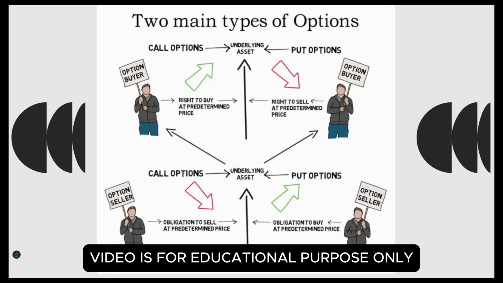We have two main types of options: the call options and put options. When you want to buy and when you want to sell is the main type of question here. So the option buyer has a right to buy at a predetermined price, whereas the option seller on the call side, and the put side as well, has an obligation to sell at a predetermined price. So this is what we have seen in the two types, calls and puts.